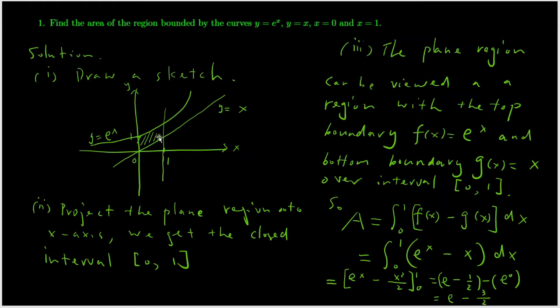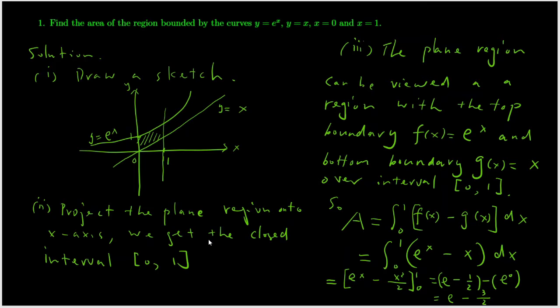Later on, we're going to do a few more questions regarding how to use the formula. But now let me summarize a little bit. The first thing we do is to draw a sketch. By that we mean you try to sketch the plane region. The second thing we do is to project the plane region onto one of the axes, either x-axis or y-axis.